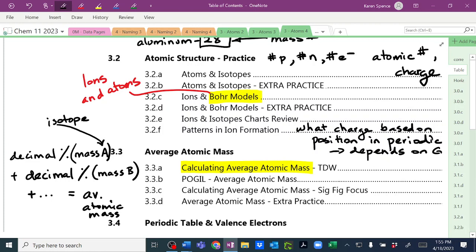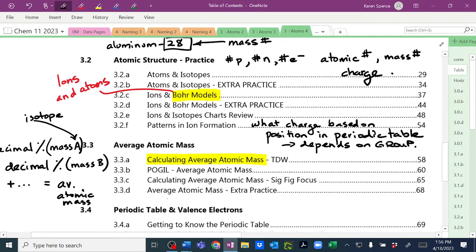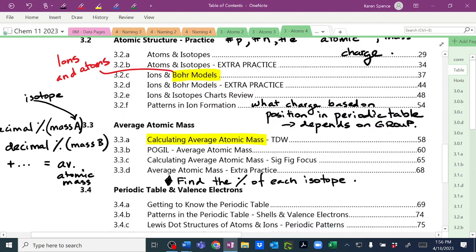Okay. There is a little enriched section in the average atomic mass. If you recall, there was a little section where you had to find the percent of each isotope. Okay, so that would be an enriched section. The test has a separate enriched section, so you can request it if you want it.